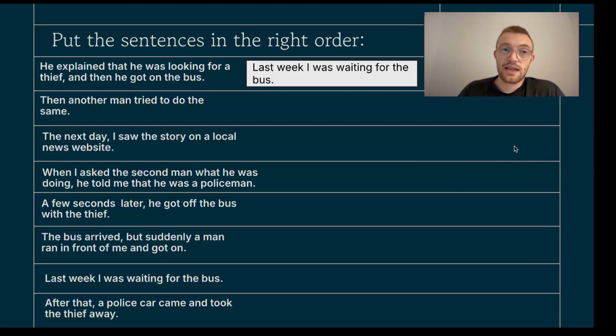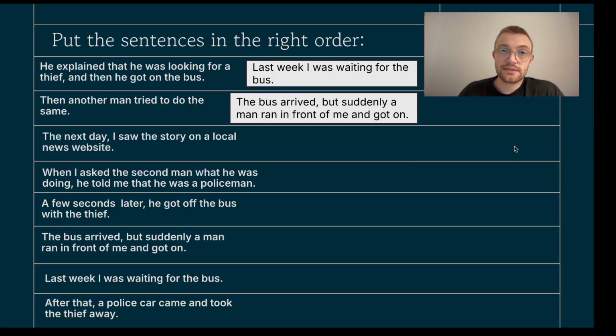And then the bus arrived. But suddenly a man ran in front of me and got on, right? So last week I was waiting for the bus. The bus arrived, but suddenly a man ran in front of me and got on, right? What happens next? So we've got, I was waiting for the bus, the bus arrives, there's a man.